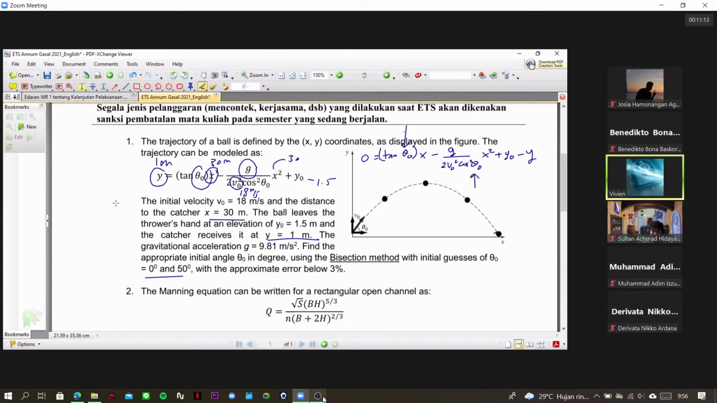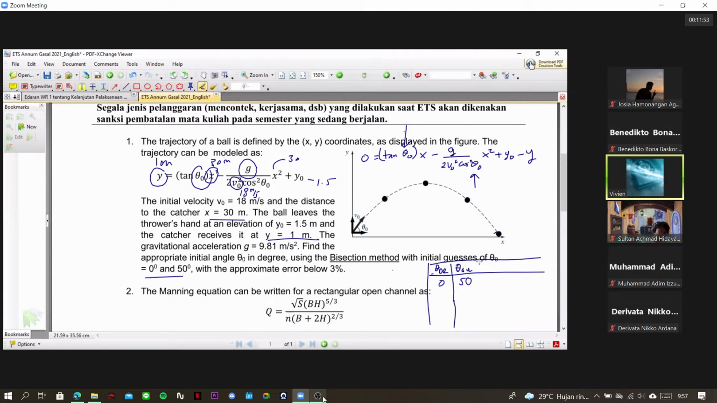So what we have here is now finding the value of theta. What we can do is insert the bracket. Say we have theta 0 for the left, the lower limit, and for the upper limit, we have 0 and 50.